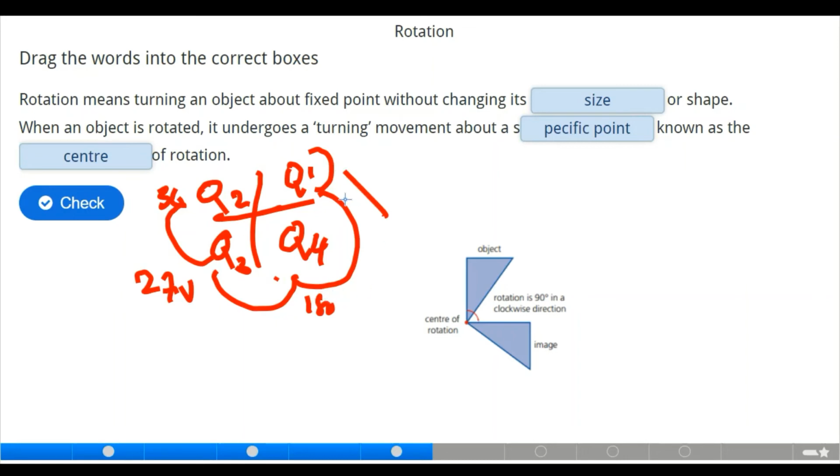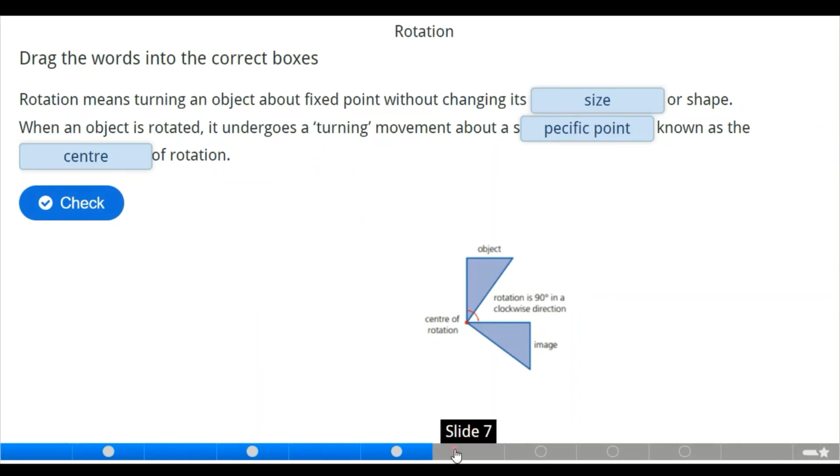And this movement here, we call it what? Clockwise direction. Okay, and if we are moving from Q2 to Q3, then to Q4, then moving back to Q1, we call that counterclockwise direction. And that is when we are finding rotation of any given transformation.